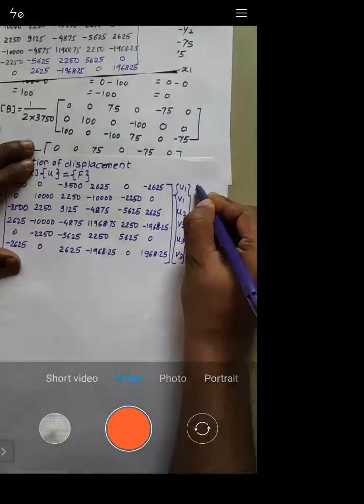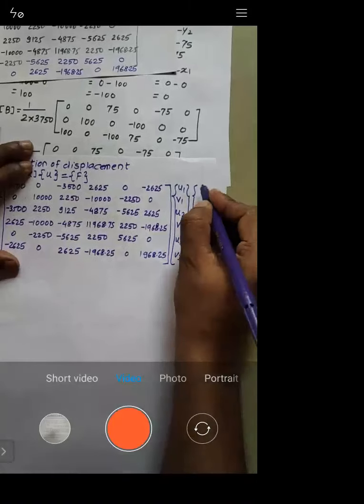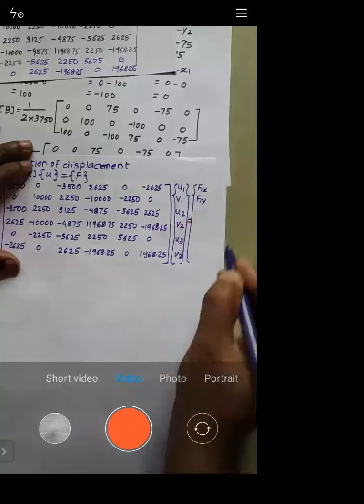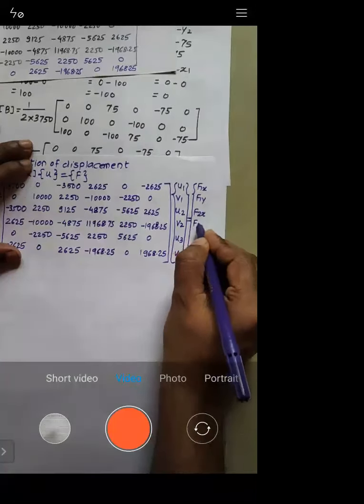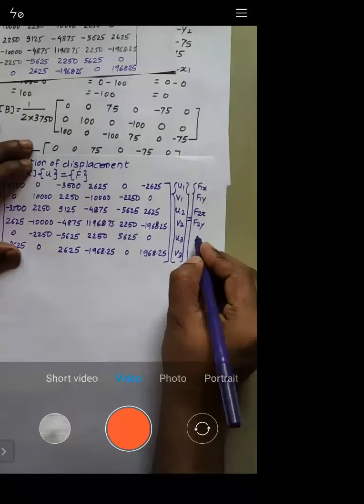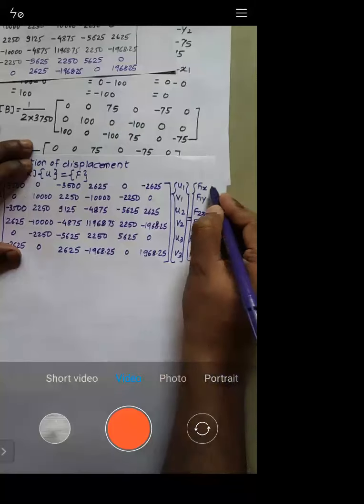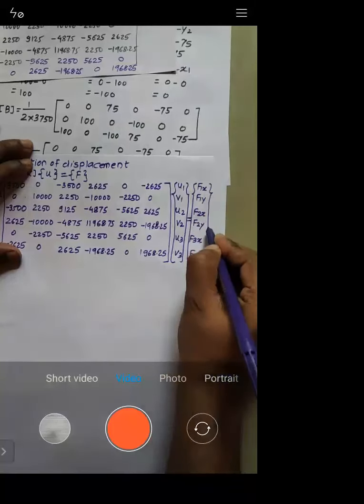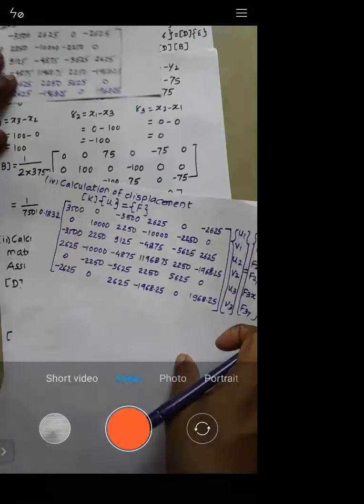Okay, so we need to write down the forces. So here I will write down force at node 1 in x, similarly force at node 1 in y, right? This is force at node 2 in x, force at node 2 in y. Similarly, force at node 3 in x, force at node 3 in y. Is it okay? Yes or no? Is it okay with this one? Let me know. All of you? Yes, sir.